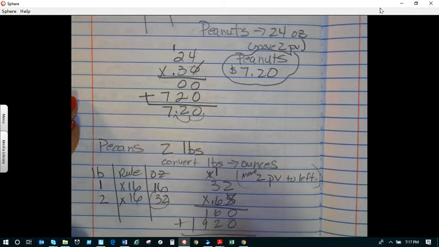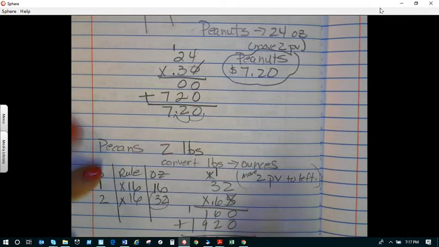Now add those up. 0. 6 plus 2 is 8. 9, 10. Carry my 1. It's moving over 2 to the left. 1, 2. My answer is $20.80.